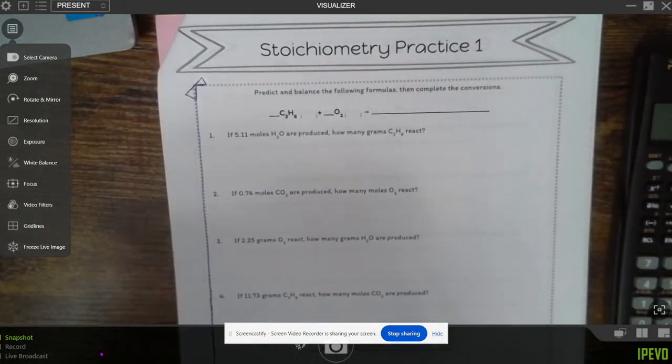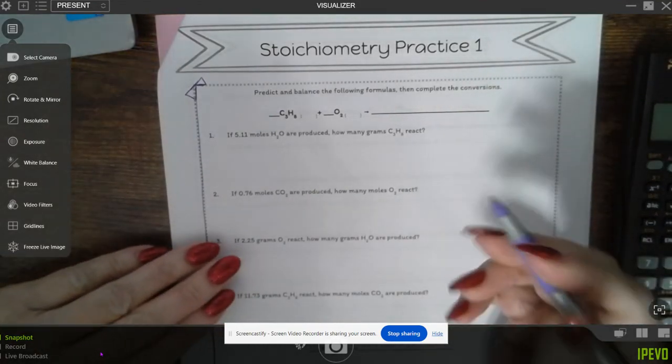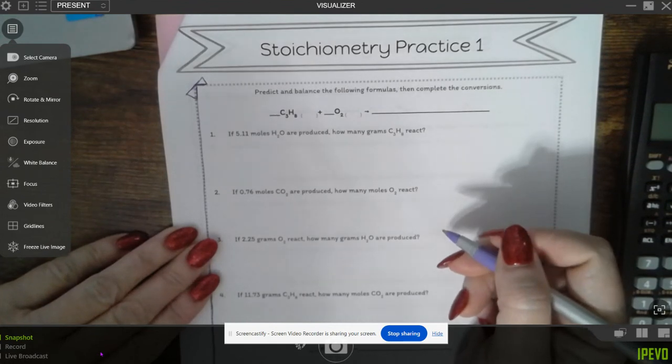I'm going to give you a walkthrough of the homework in your packet, Stoichiometry Practice 1.